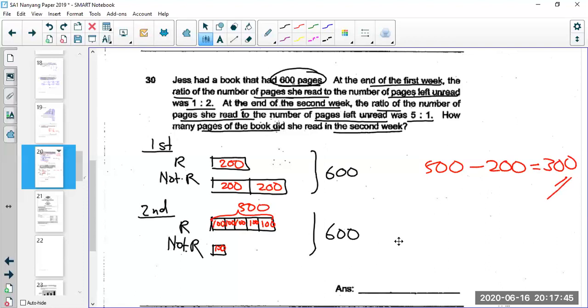So there's a trick over here. The answer is not 500, because 500 is the total pages read in the first and second week. You have to take 500 minus the first week, which gives you the pages read in the second week only. So the answer is 300. You get the answer correct? If you don't know how to do it, always try to draw a model. At least you get some steps.